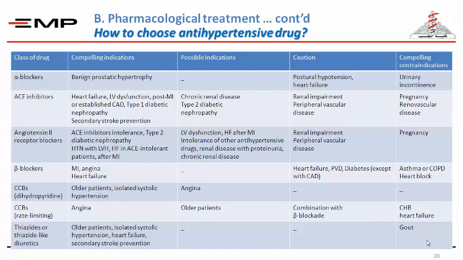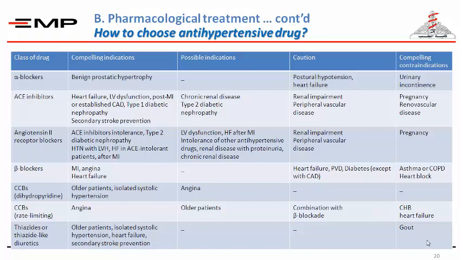We can use ACE inhibitors for patients having heart failure, left ventricular dysfunction, post-myocardial infarction, or established coronary artery disease, patients with type 1 diabetic nephropathy, and patients for prevention of secondary stroke. Also possible indications are patients with chronic renal disease and type 2 diabetic nephropathy. So ACE inhibitors are preferred for patients having diabetic nephropathy and patients having heart failure or left ventricular dysfunction.